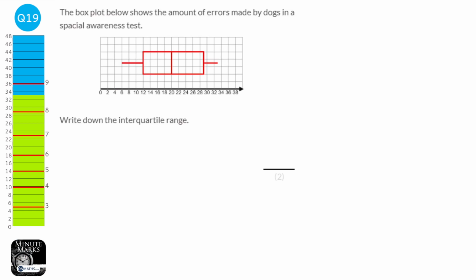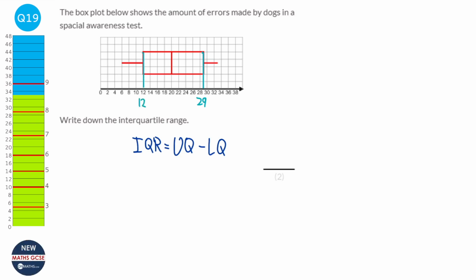To find the interquartile range, we need to remember a simple formula, and that is that interquartile range is the upper quartile, take away the lower quartile. How do we find the upper quartile from a box plot? Simple, that is the bit here, which is 29. How do we find the lower quartile? It's just the bit here, which is 12. So use the formula, 29 take away 12, and that's going to equal 17.